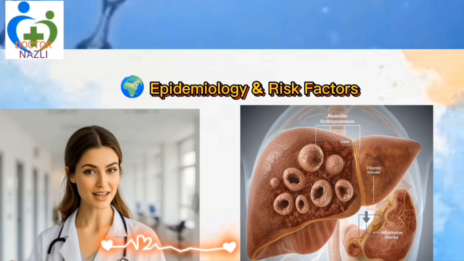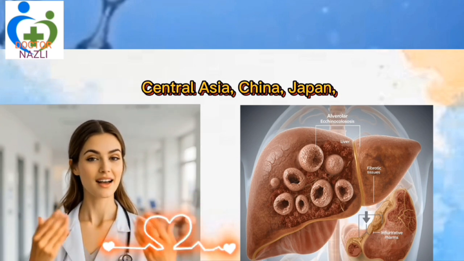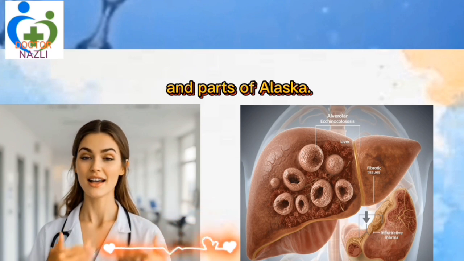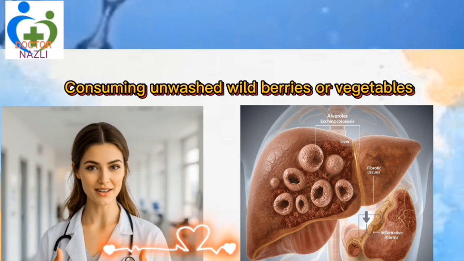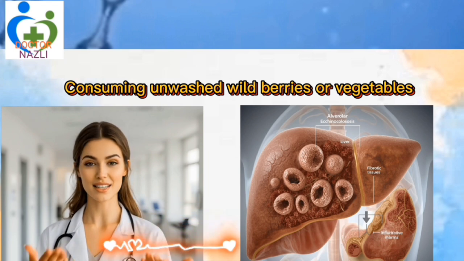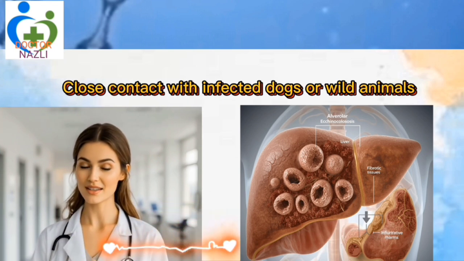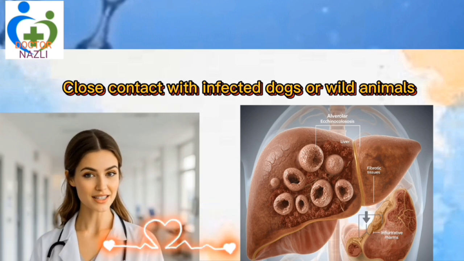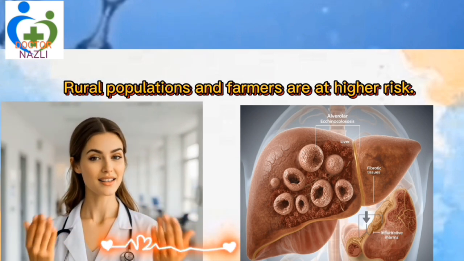Epidemiology and risk factors: alveolar echinococcosis is endemic in northern and central Europe, Central Asia, China, Japan, and parts of Alaska. Human infection occurs from consuming unwashed wild berries or vegetables, drinking contaminated water, or close contact with infected dogs or wild animals. Rural populations and farmers are at higher risk.